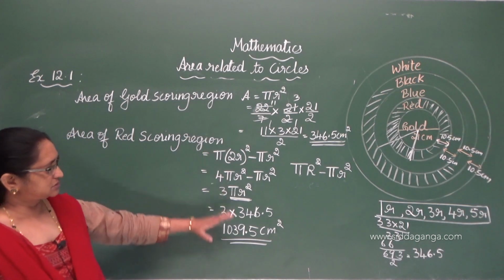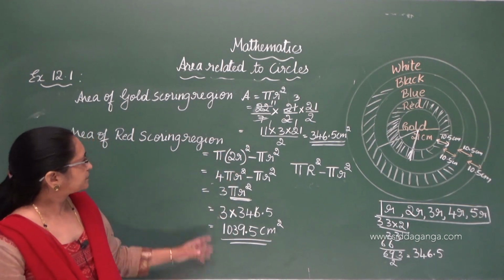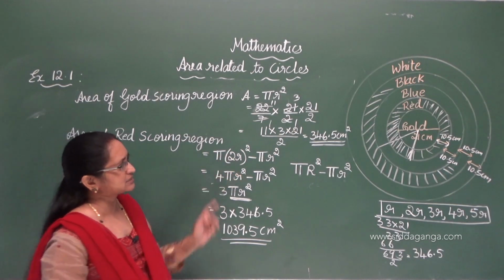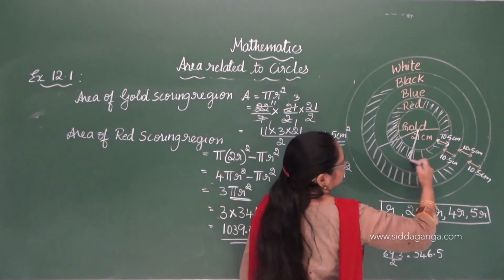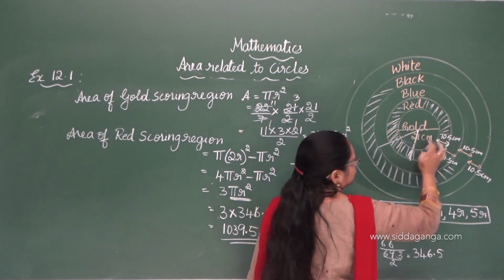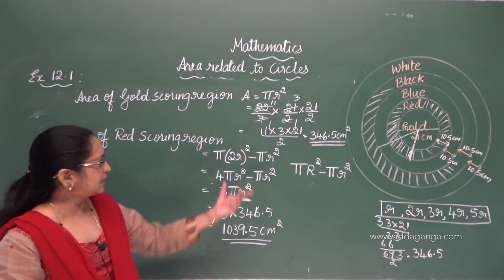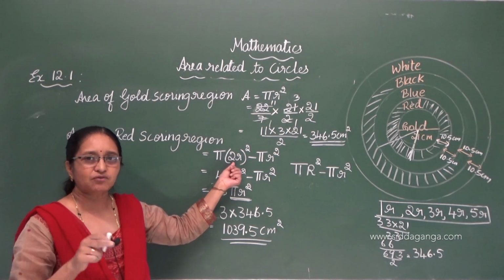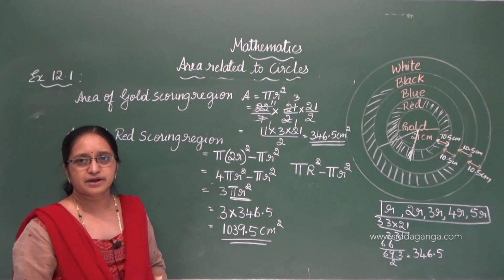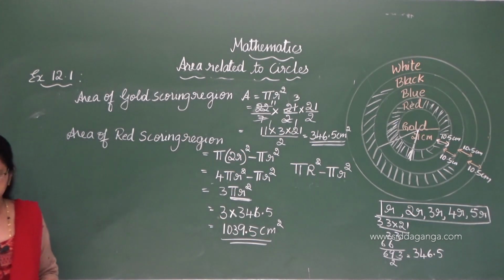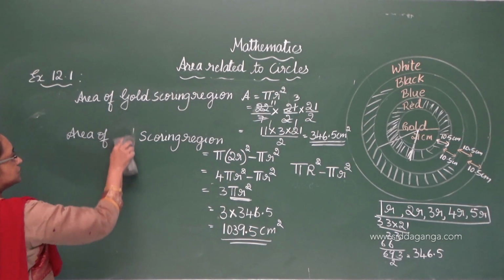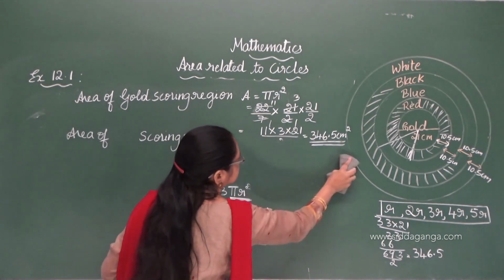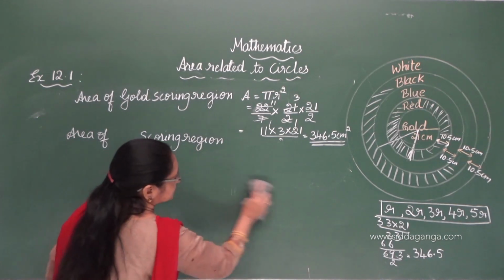If you have understood this, then the next one will be easy for you. See this red scoring region: area of the bigger circle minus area of the gold circle. Only that I have done, but the only thing is here I have written the radius in terms of r, that's all. Okay. Now we shall do the next one. I will just rub this and show to you.